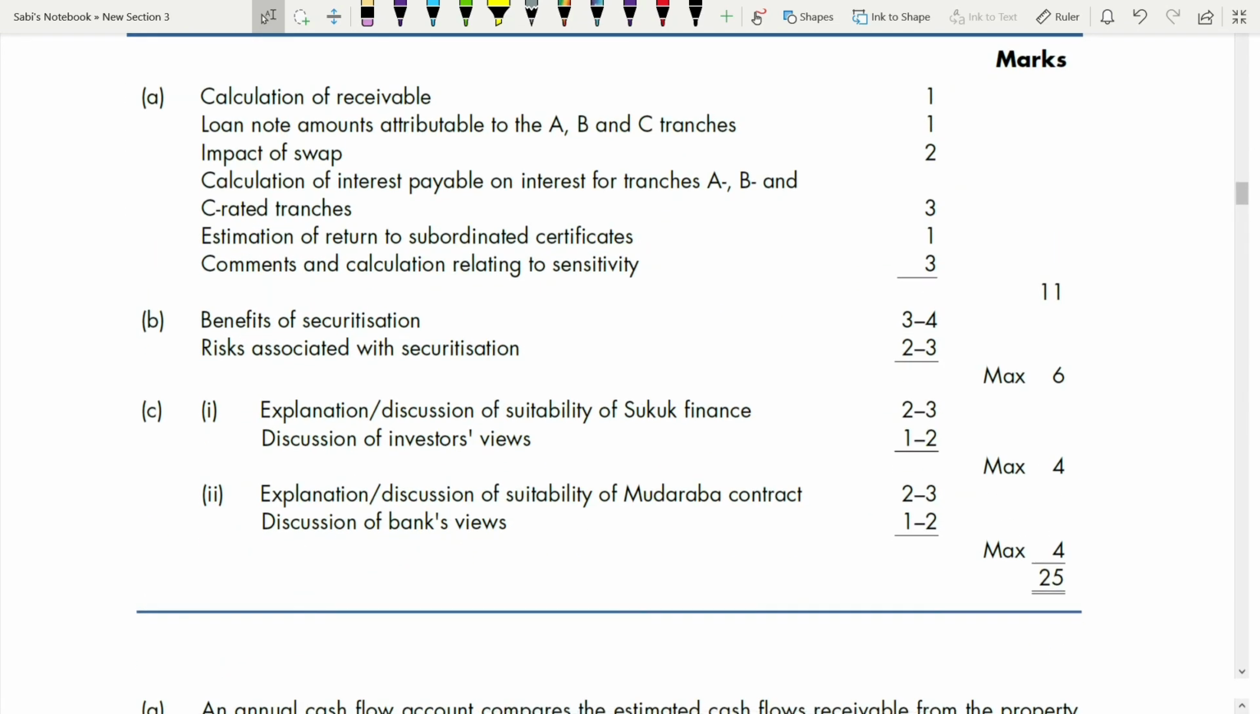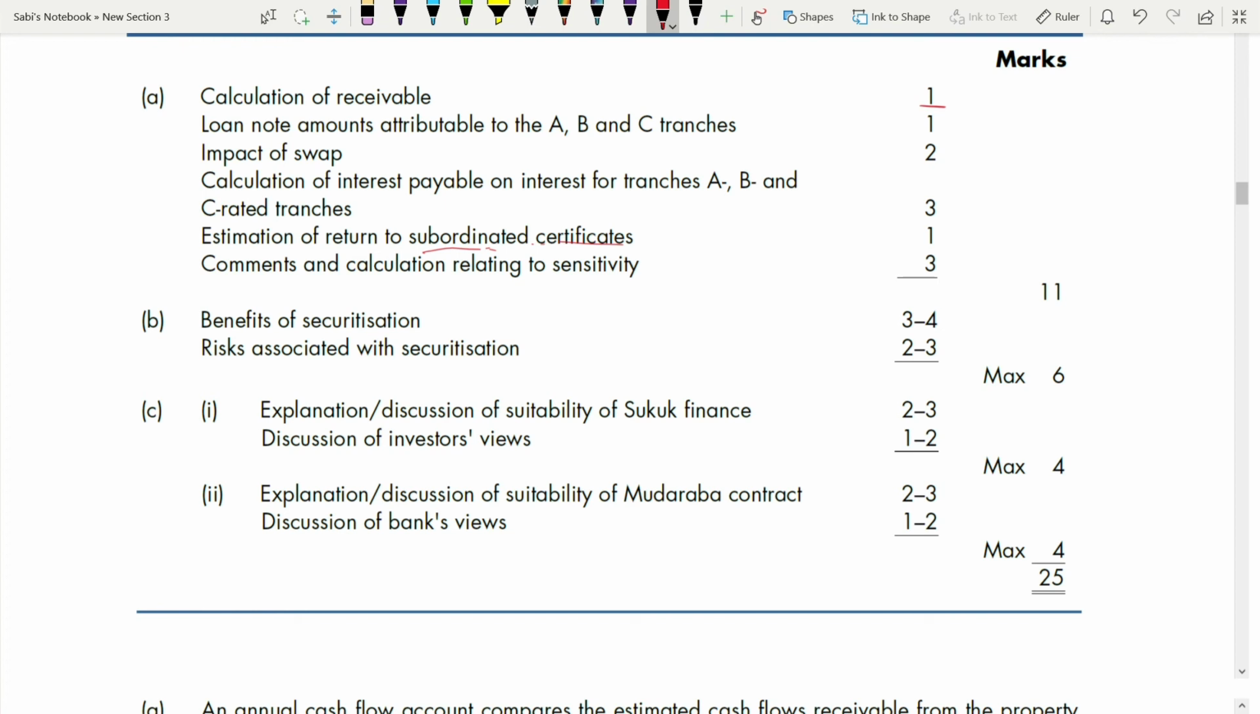If you see calculation of receivable, that 11% into 200, 1 mark. Loan note amount for A, B and C. Impact of swap, you need to show that swap. Calculation of interest payable on interest for tranches A, B and C. Estimation of return to the subordinated certificate, that balancing amount you need to calculate. And also you need to comment on calculation related to sensitivity, right? That 5% decline and all those things you need to talk about.